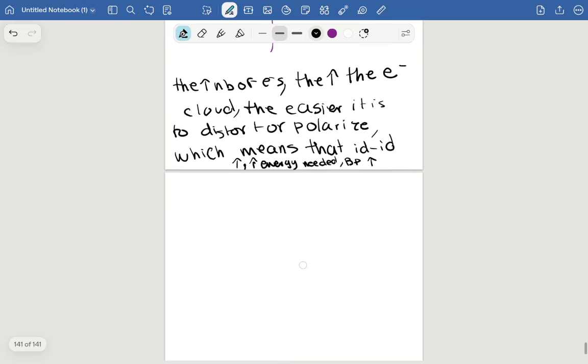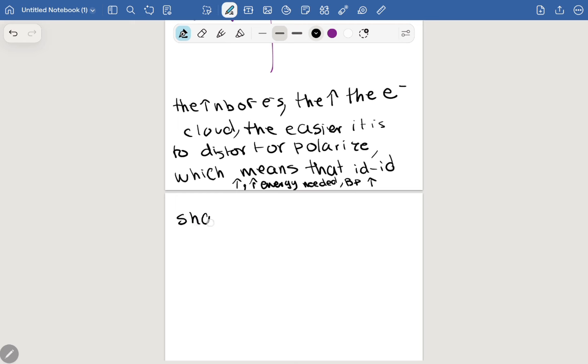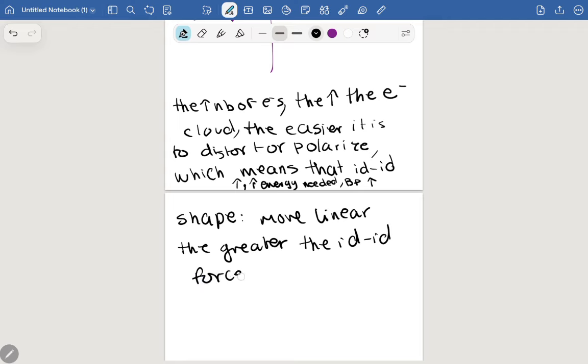If we're talking about the shape, the more linear, the greater the ID forces. What does this mean? This means in the exam, if they give you two molecules that have the same number of electrons, but they have different shapes, one is more linear than the other, then you will choose the one that is more linear, because the more linear, the greater the ID forces, okay?